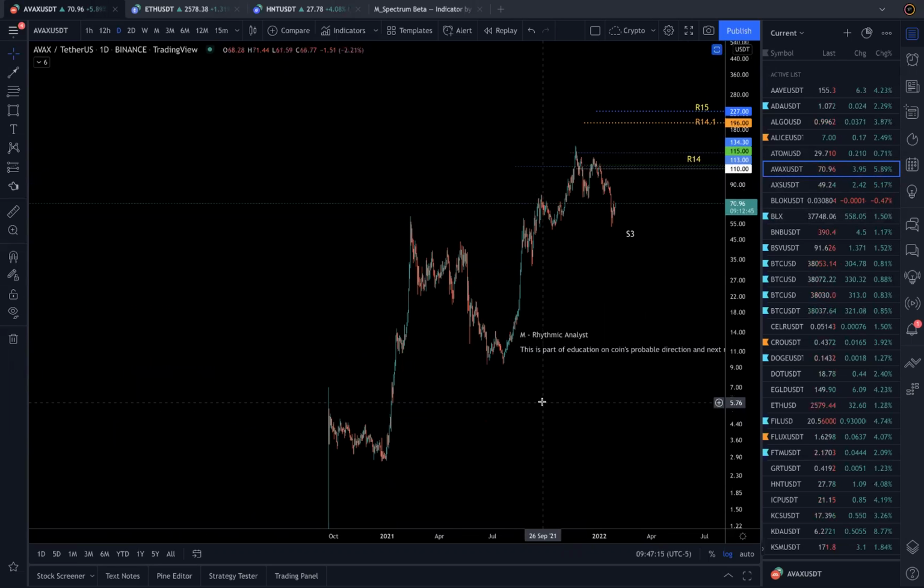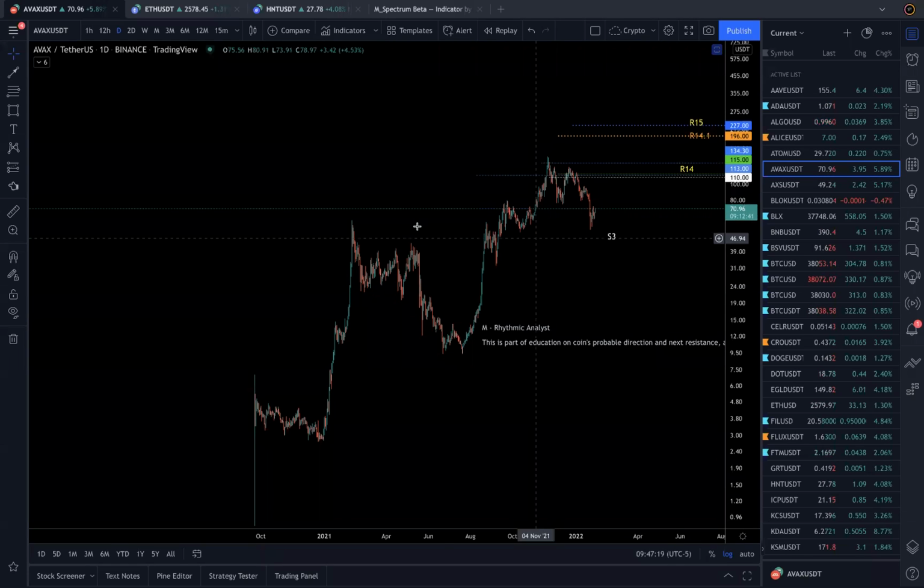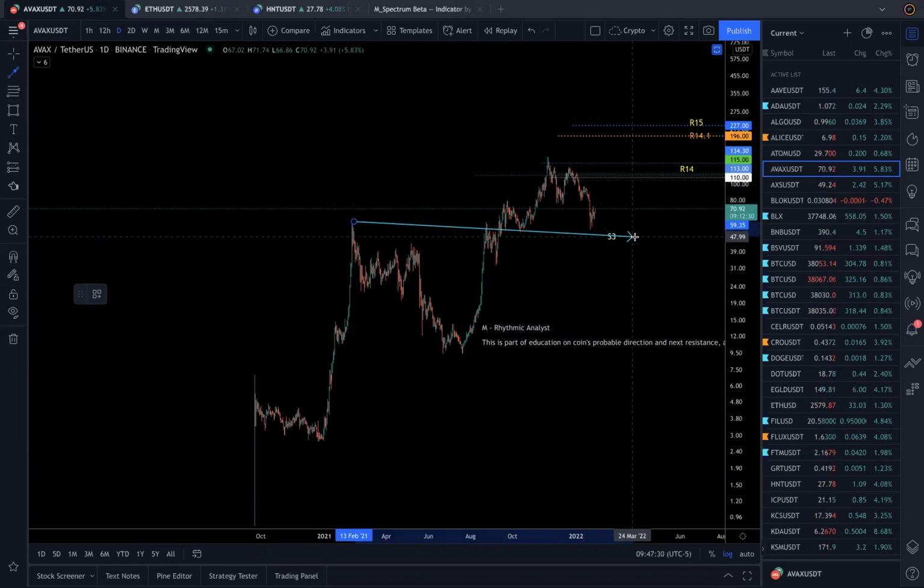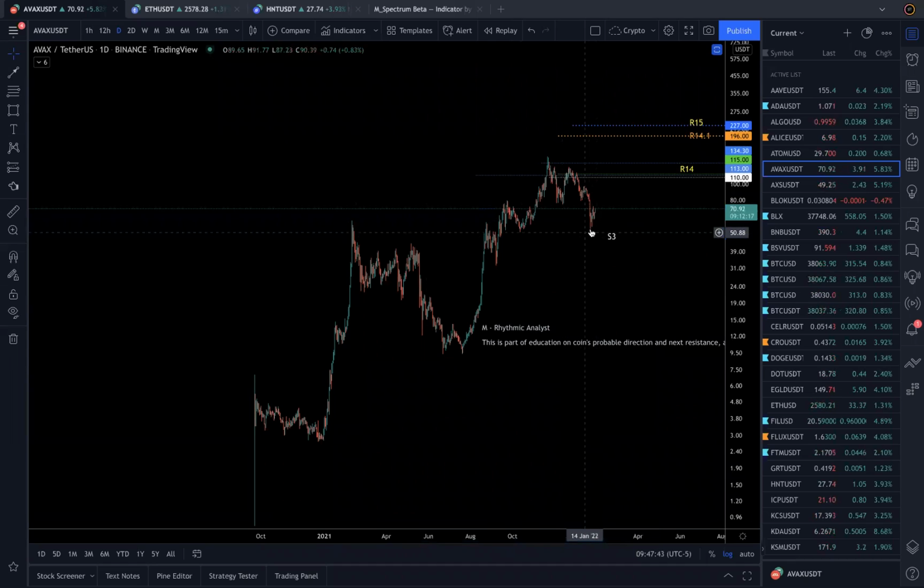AVAX was pretty good. Now AVAX retested this high, from a TA point of view. That's what it did, more or less. It retested this zone, and also retested this, so it finished this loop. So this is a retest of this level, the October level.